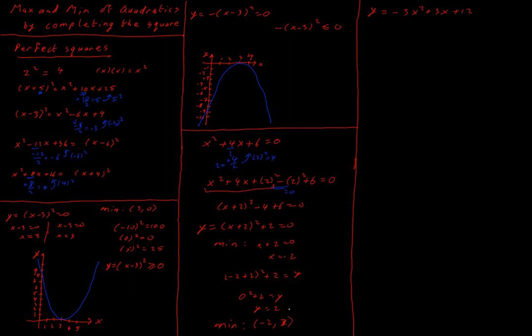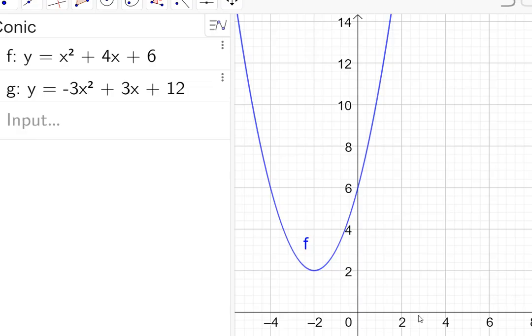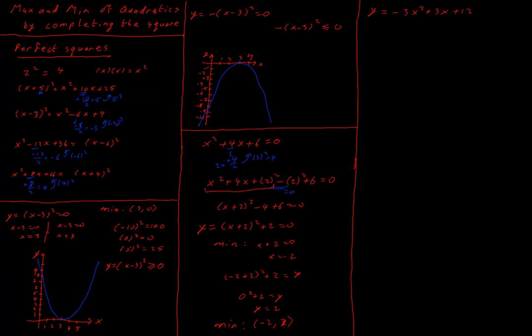Let's check that now. The brightness of our screen is going to change now. If I graph my quadratic that I was just dealing with on GeoGebra, what I end up with is my blue quadratic here, and I can see that the smallest y value that I could get out would be at x is minus 2, y is 2, which is what I found by completing my square. Brightness of the screen is going to change back now.